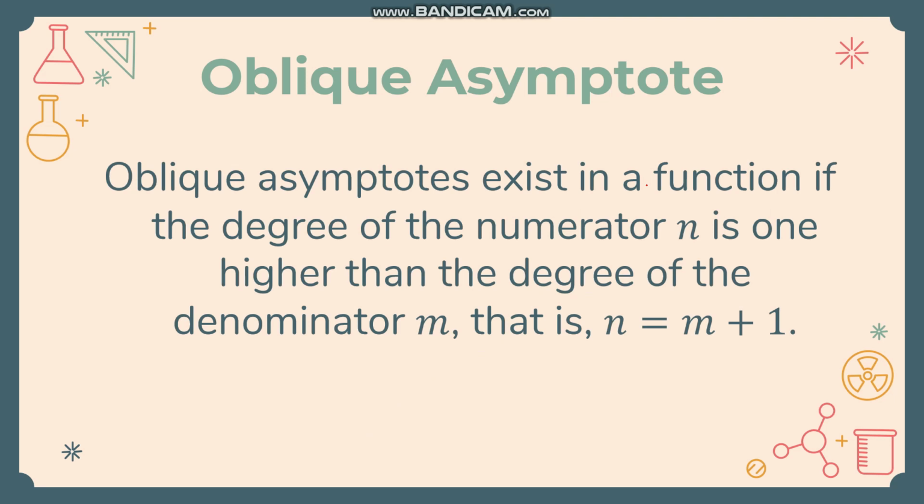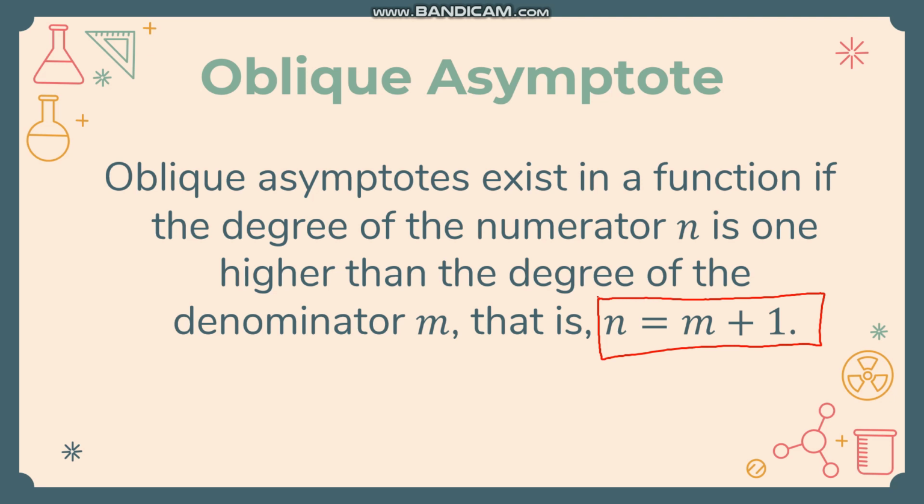Now, how are we going to know if an oblique asymptote exists? So oblique asymptotes exist in a function if the degree of the numerator, which is n, is 1 higher than the degree of the denominator m. That is, n equals m plus 1. So there's a strict condition that we have to follow in order for us to know if an oblique asymptote exists.